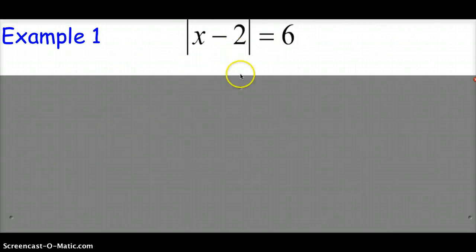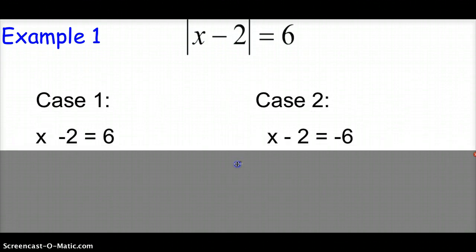So we have the absolute value of x minus 2 equals 6. So now we'll have two cases. Case 1 says whatever's inside these absolute value symbols is going to be equal to 6. So x minus 2 equals 6. And the other thing we'll say is whatever is inside these absolute value symbols is going to be equal to negative 6.